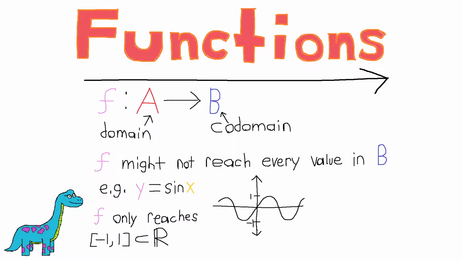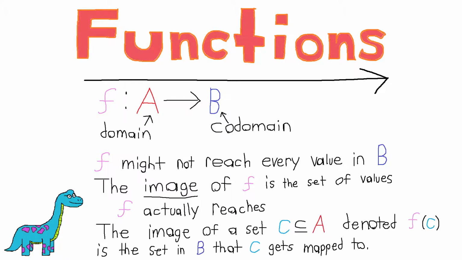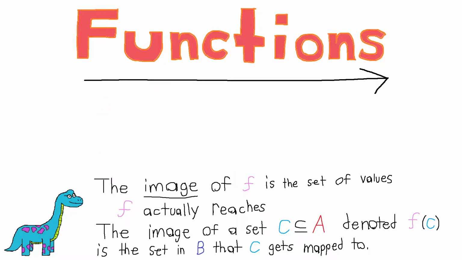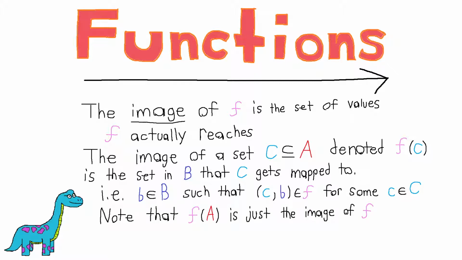We define the image of f to be the set of values that f actually reaches. And we also denote the image of a subset of the domain as f of C, which represents the subset of B that C gets mapped to by f. More formally, it's the set of b in big B such that (c, b) is a pair in F, for some c in big C. Also, note that the image of the domain A means the exact same thing as the image of f.